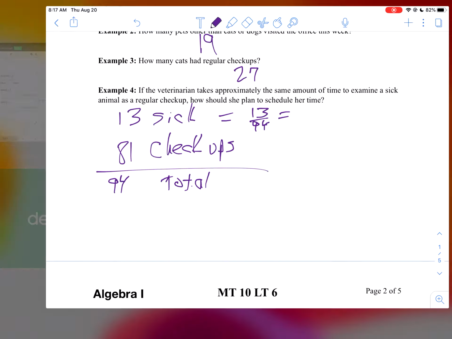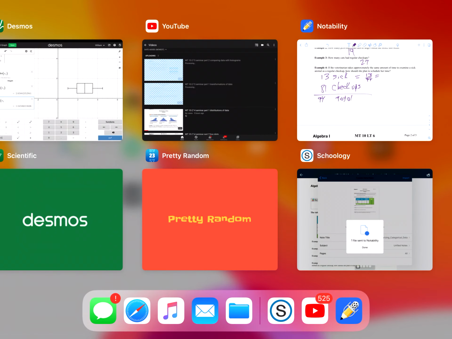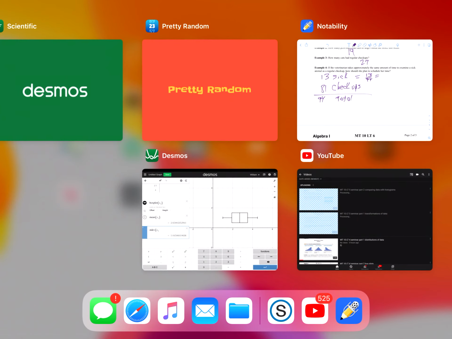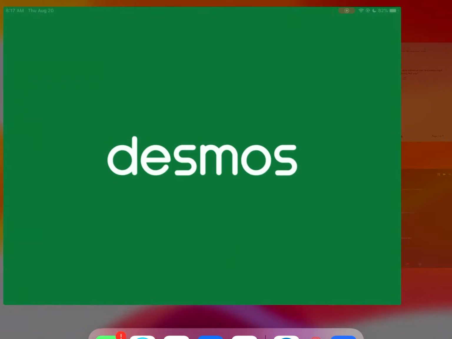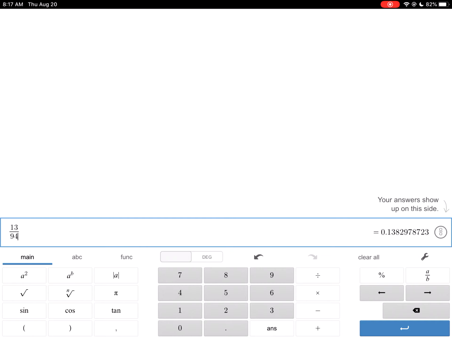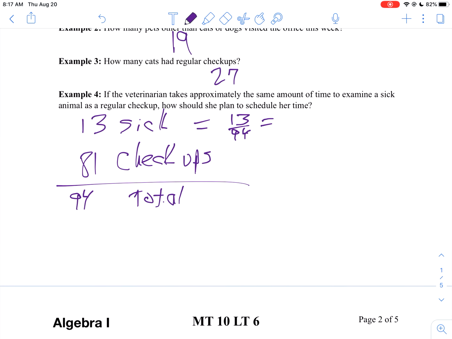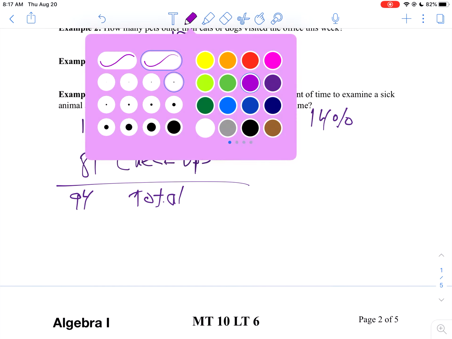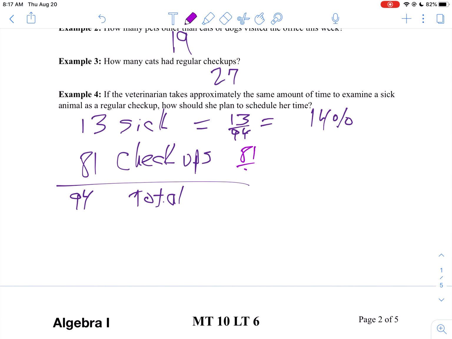Let's use a calculator to figure that out because I can't do that in my head. I want to use the scientific here. We don't need all that power. So we're going to take 13 divided by 94. And she should spend about 14% of her day with sick animals. And then for checkups, so 81 out of 94, well, take 100 minus 14, really, is what we're going to do. So we're going to say 86% of the day is going to be spent with checkups.